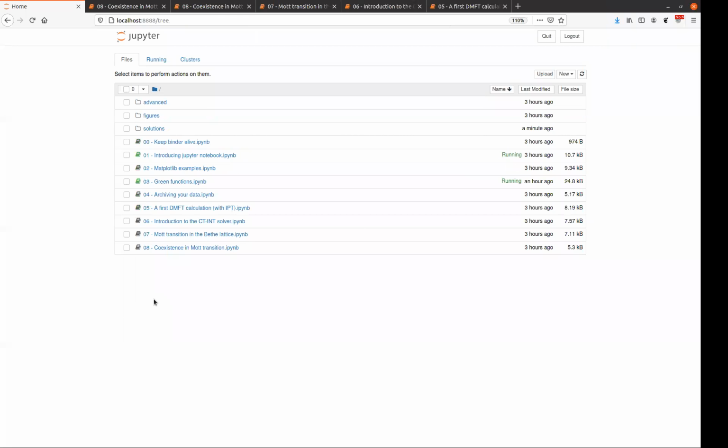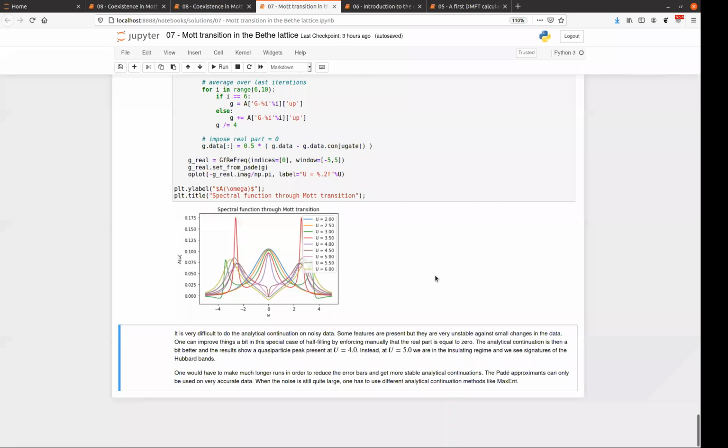Michel, may I ask a question? Yes. I was wondering, which kind of quantities can you actually compute from continuous time Monte Carlo? Since you're saying that to get real frequency information is kind of difficult. From the Matsubara, you can compute directly. You showed the quasi-particle peak.